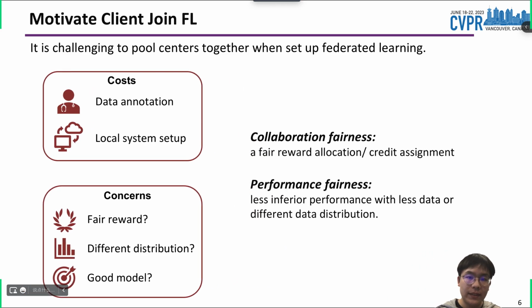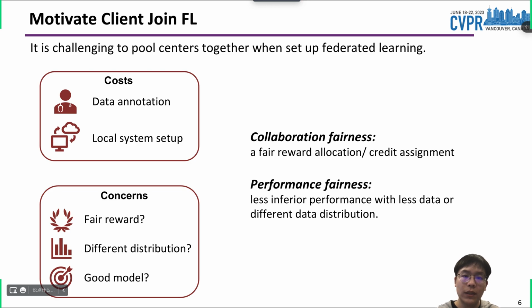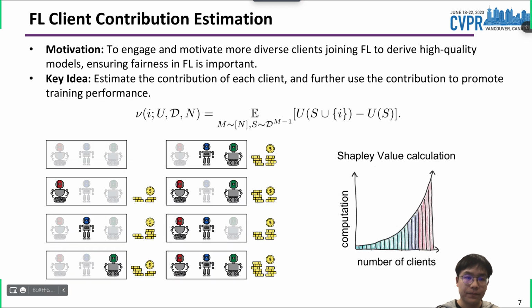So to address their concerns, we propose to study two major problems related to fairness. The first one is collaboration fairness, where we aim to give a fair reward, allocation, or credit assignment to each client. The next is performance fairness, where we want the client whose data might be less or might be different to also have a good model, which is also known as less inferior performance. In other words, we want to pursue a uniform performance distribution.